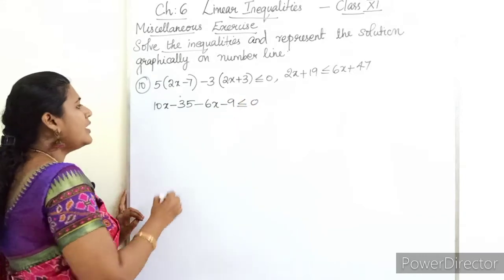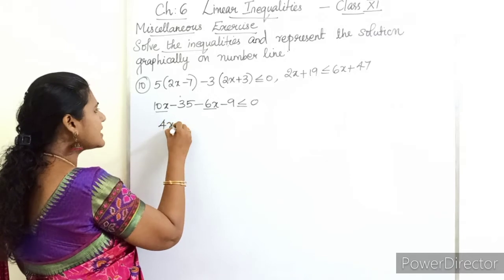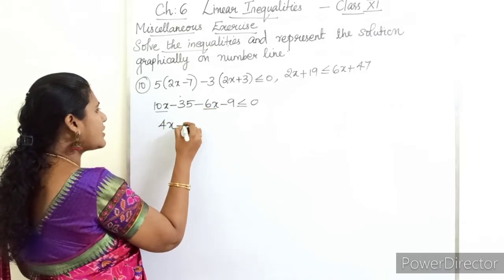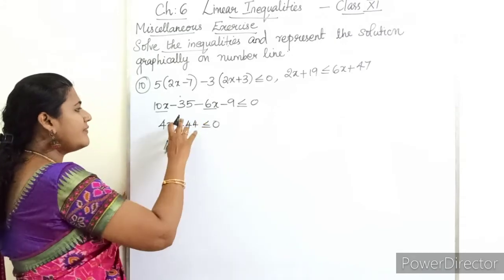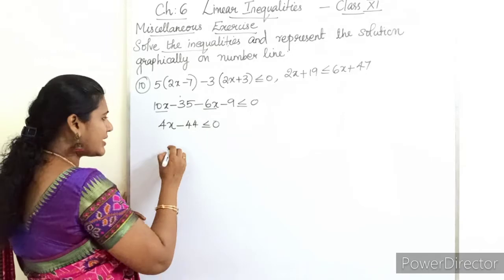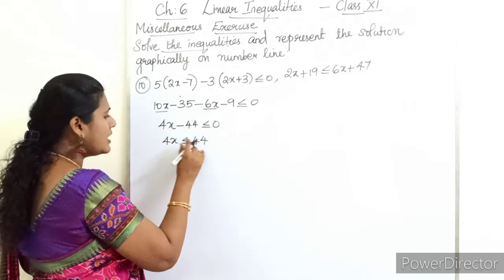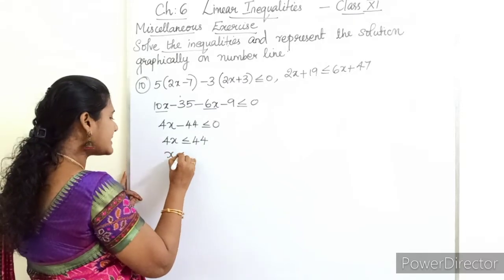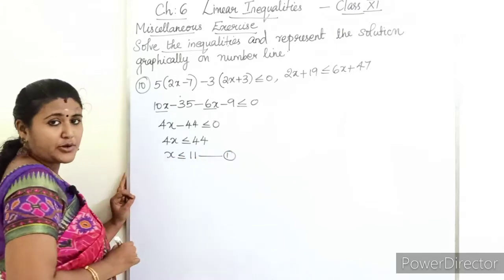Again we will simplify, 10x minus 6x is 4x. So minus 35 minus 9 is minus 44 less than or equal to 0. So we will take this minus 44 to the right side. So 4x is less than or equal to 44. Now we will divide the inequality by 4. So you will get x is less than or equal to 11. So this is the first inequality.